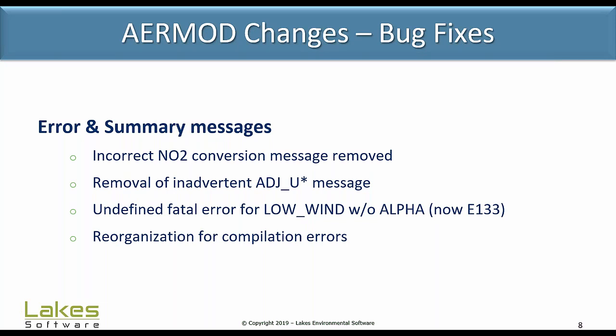such as reporting of an incorrect NO2 conversion message, removal of the inadvertent adjust U star message when it wasn't meant to be used. There was an undefined fatal error with the low_wind keyword, and then some various reorganization within the code for people who had tried to run the compilation themselves. Sometimes it would fail depending on what compiler you were using.